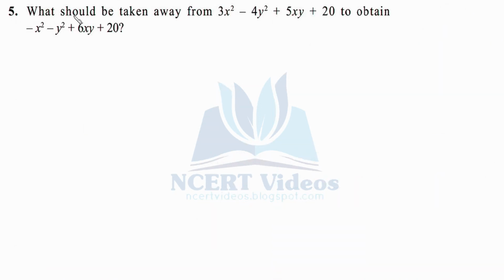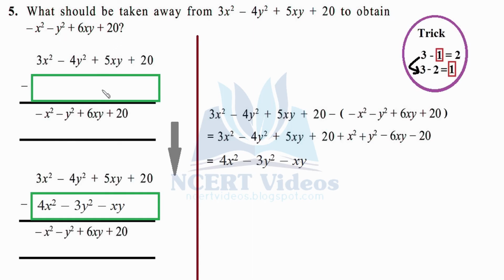Question 5. What should be taken away from 3x squared minus 4y squared plus 5xy plus 20 to obtain negative x squared minus y squared plus 6xy plus 20? Again we have the same problem of subtraction, just the statement has been written in some other way. So the question says what should be taken away from. So the from part will come first. We are writing it, this is the graphical way obviously. To obtain, that is, this is the result.